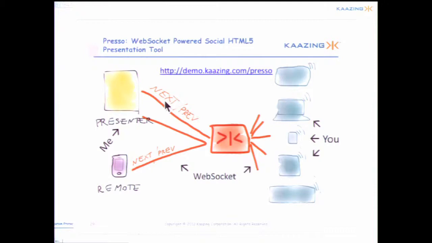And then I took my phone. Phone is on the bottom left corner as a remote. And I'm sending next and previous messages. And the only one who is subscribed to that is the presenter machine. So the presenter machine is subscribed to the remote control messages, next and previous. And then, on my behalf, sends it out to all the other clients.